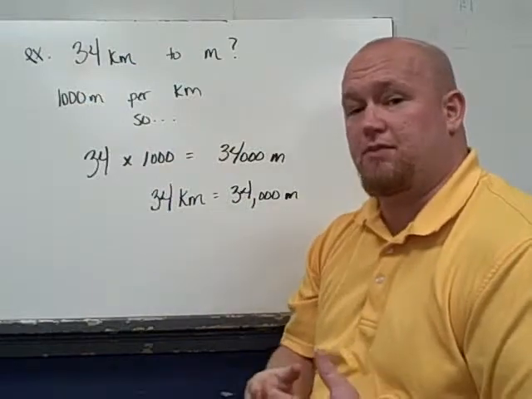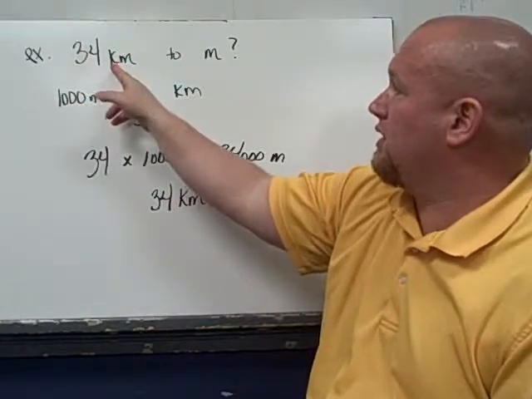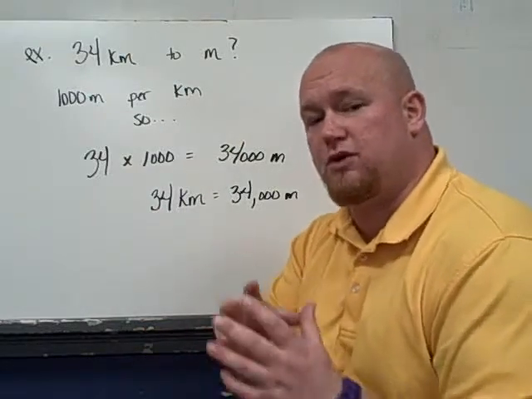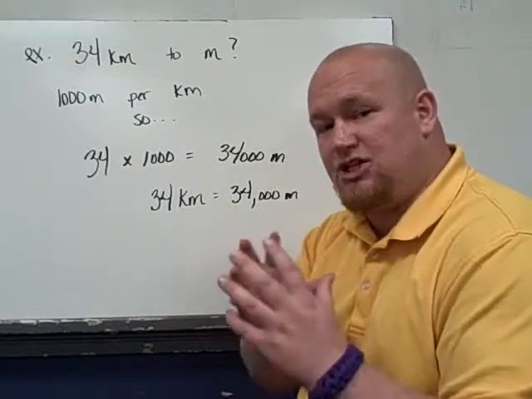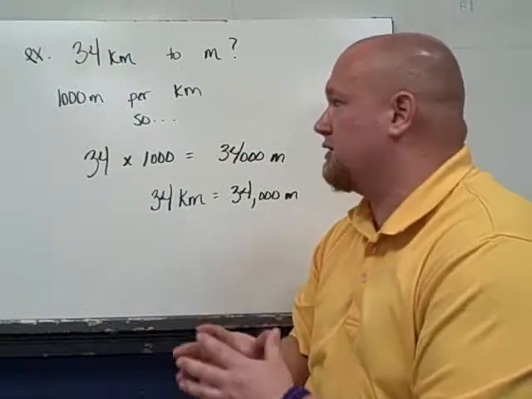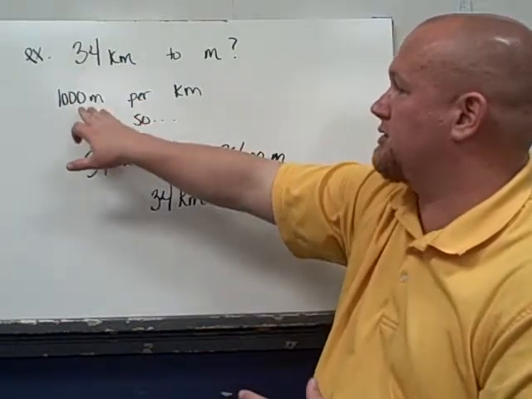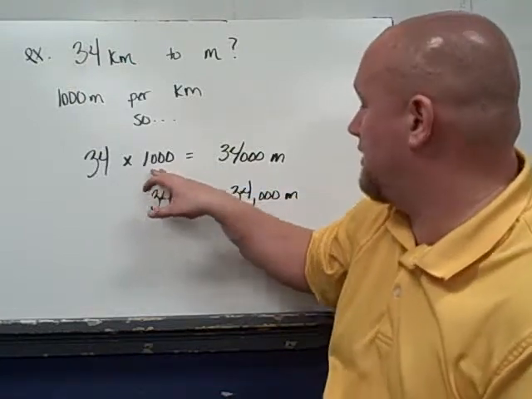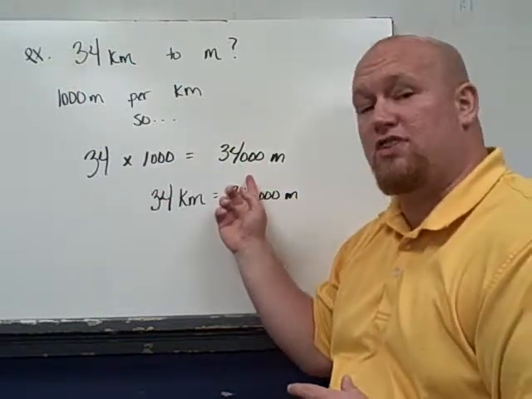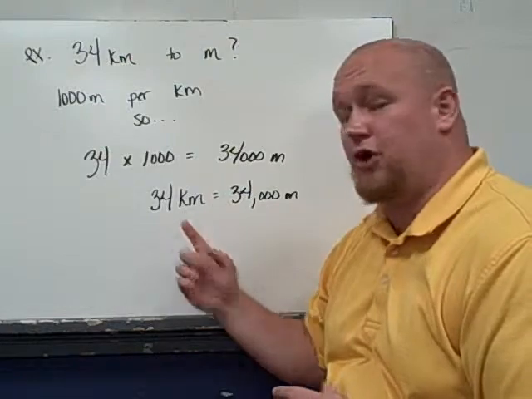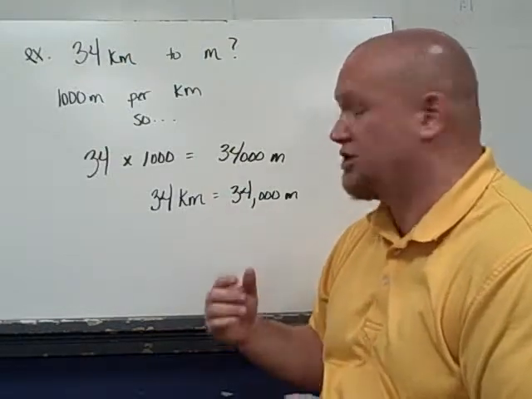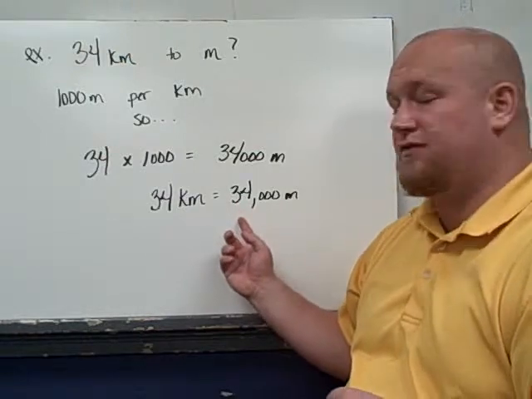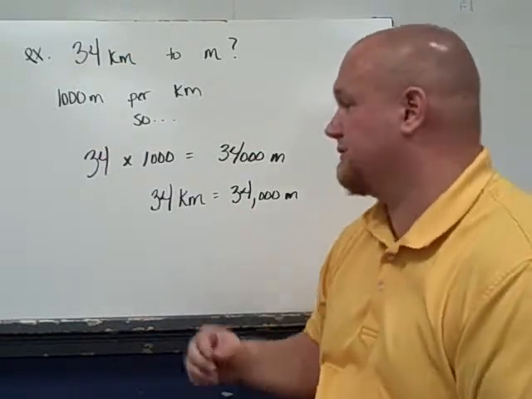Here's another example. I've got 34 kilometers. I want to move to meters. I've got a larger unit and I want to move to its smaller unit. In each kilometer, I have 1,000 meters. So I need to take 34 kilometers and multiply by 1,000 meters per kilometer. That gives me 34,000 meters. So in 34 kilometers, which is roughly a little bit longer than 20 miles, I have 34,000 meters.